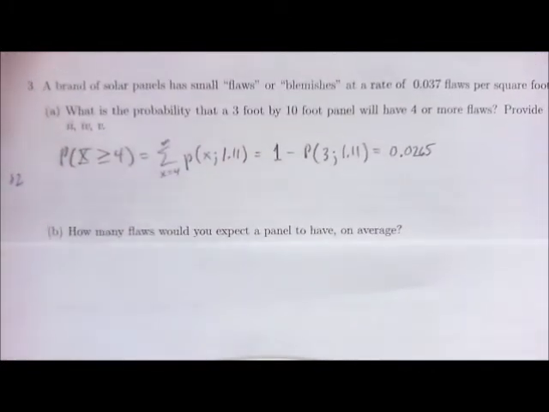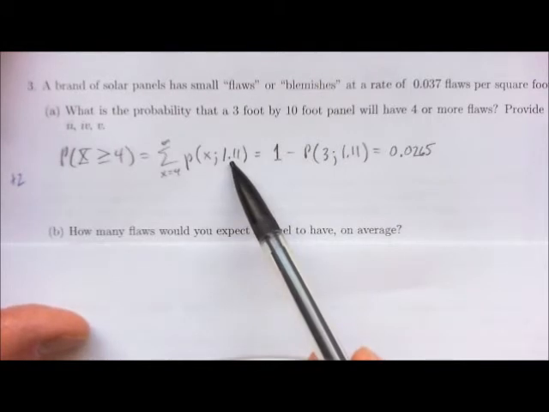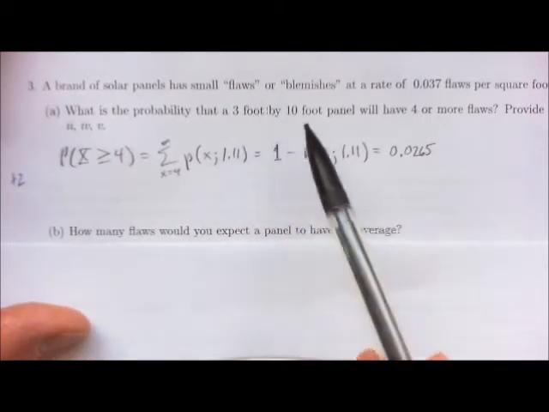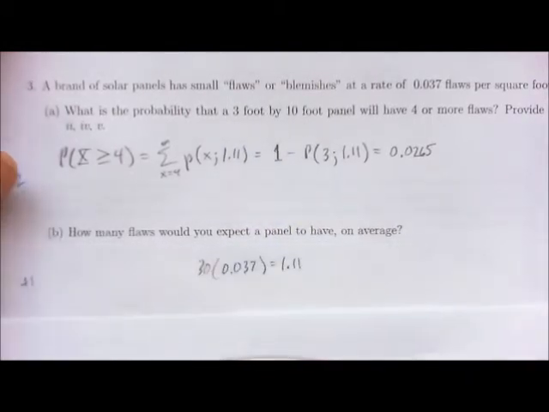Here we ask how many flaws we would expect a panel to have on average. There's 30 square feet in a panel times 0.037. This exercise is just to illustrate what the lambda T really represents. This lambda T is the expected number of flaws in a 3 foot by 10 foot panel. And so that is 30 times 0.037, or 1.11.